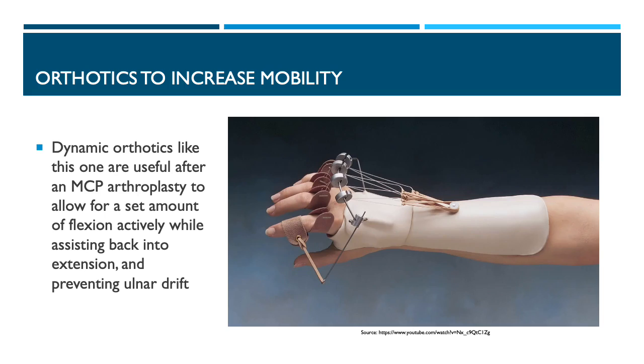So a cool orthotic that I thought you guys might want to see is an orthotic to increase mobility. This is a really good example of a dynamic orthotic where you can see clearly the rubber bands pulling the fingers in different positions while the base of the orthotic is maintaining the wrist in extension. This is something we would use after an MCP arthroplasty, a joint replacement of the MCP, which is really common in RA. What this does is it allows a set amount of flexion, not that much, but it assists back into extension, and it pulls the fingers back into radial deviation to prevent that ulnar drift.